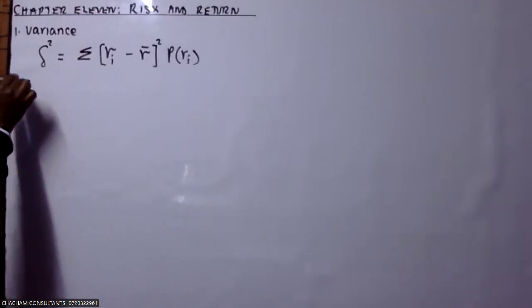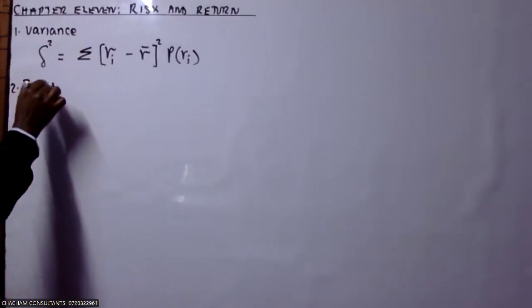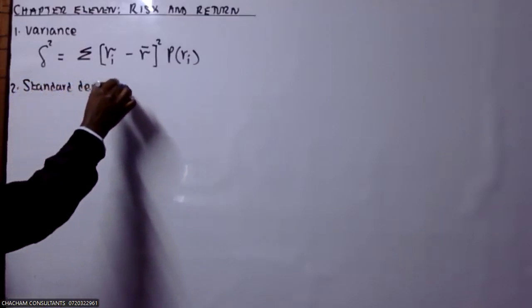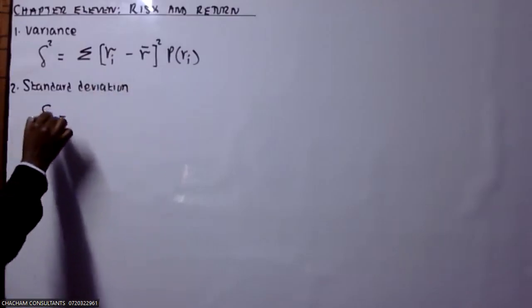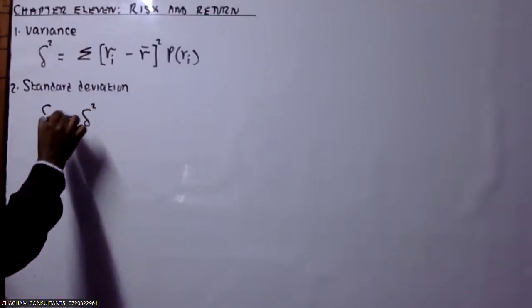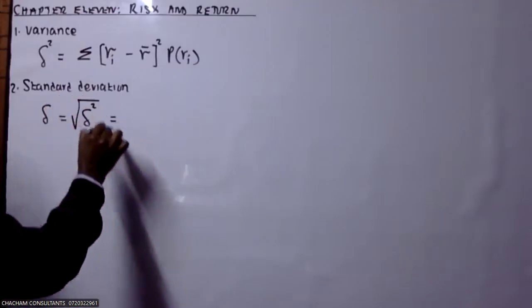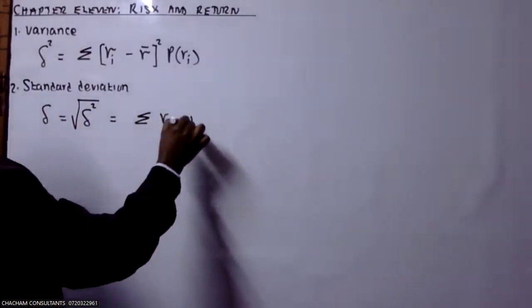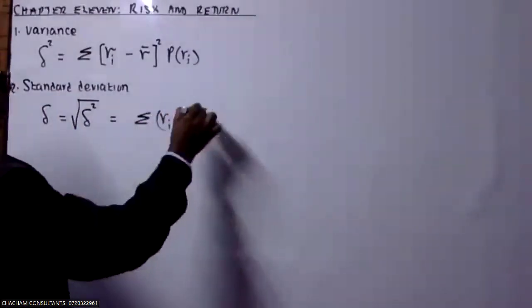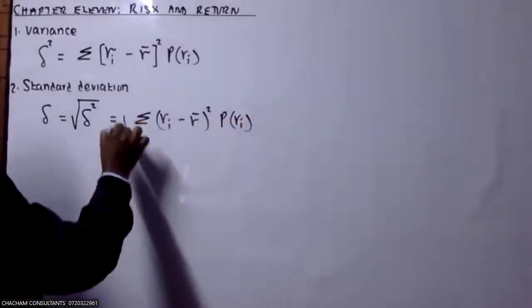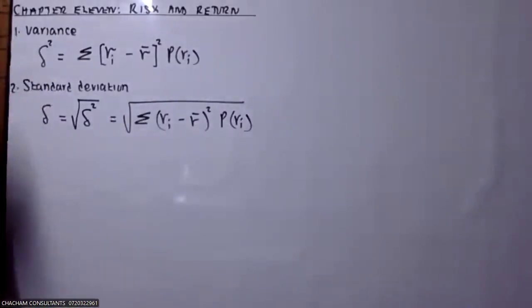Number two is standard deviation. Now delta is given as the square root of variance. In other words, it is the square root of the sum of Ri minus R bar, you square that way.